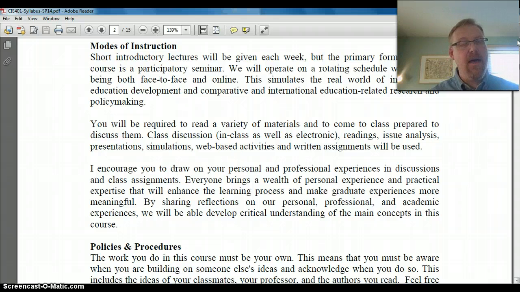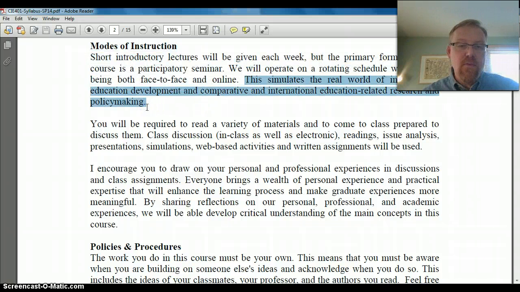And I'll explain more about that our first day in class because our second week in class will be an online week. Part of that has to do with my own travel schedule. I'm doing some work with the Ministry of Education in Saudi Arabia, and so I will need to organize our course in a way that we can facilitate our discussion as much as possible, even though I will be halfway around the world for part of the semester off and on. Now the cool thing about that is that this kind of a format simulates the real world of international educational development and comparative and international education related research and policy making.